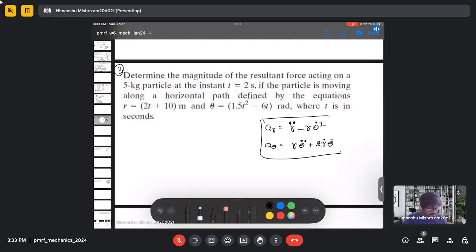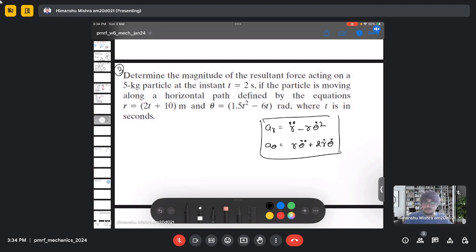So these are the components of acceleration we need to plug into Newton's second law, and then we can connect the force, which is a dynamic quantity, with kinematic quantities like velocity or acceleration. In this question we need to determine the magnitude of the resultant force acting on a 5 kg particle at the instant time t equal 2 seconds.